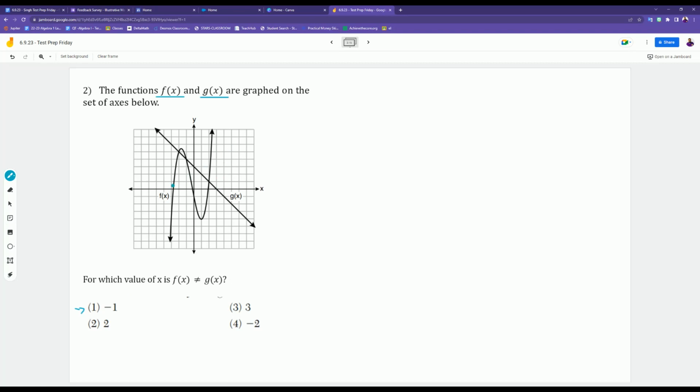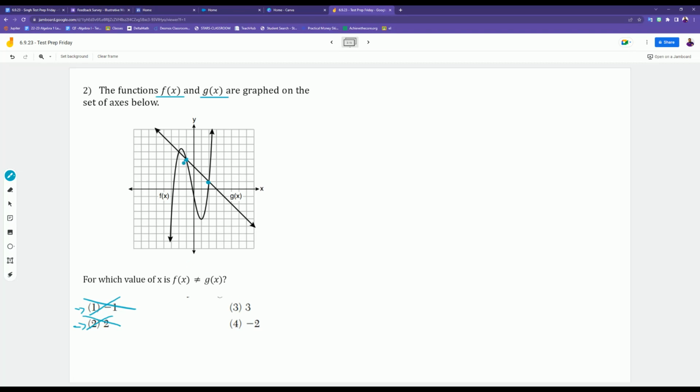We're going to go to -1 on the x-axis, and we're going to scroll up and down right here to see if they're ever on the same point. If I go to -1 and I go up a few, they're on the same point right there. They're both equal. It's not option 1. Let's go to option 2. When x is 2, so we're going to go to 1, 2. If I look up and down, I see that right at 2, they're both equal here. 2 is not an option.